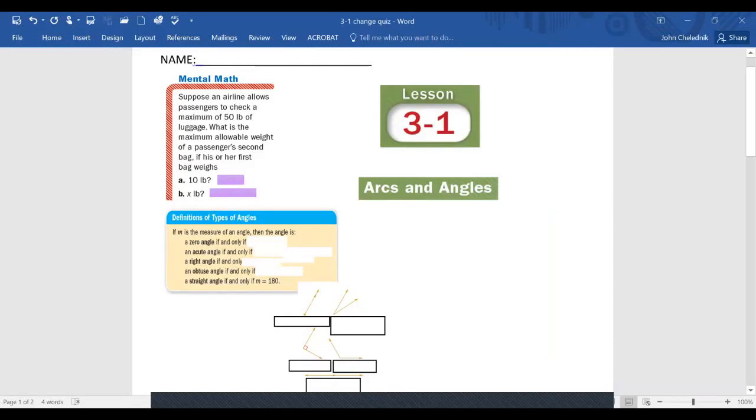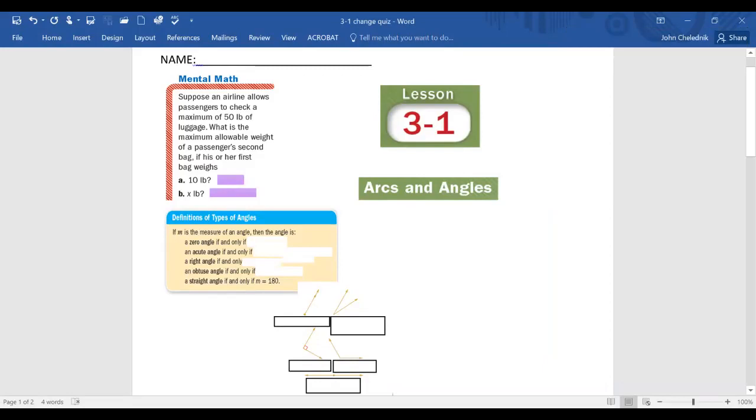It says, suppose an airline allows passengers to check a maximum of 50 pounds of luggage. What is the maximum allowable weight of a passenger's second bag if his or her first bag weighs 10 pounds?